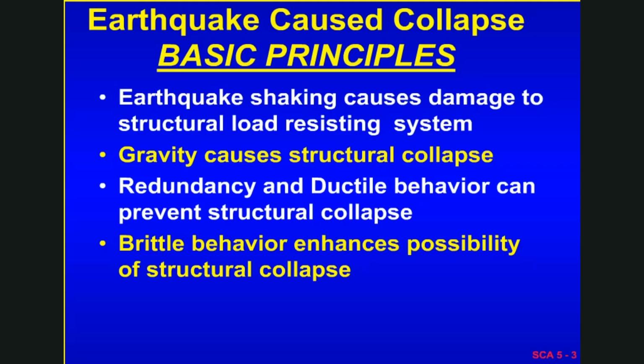Normally, it's the vertical support elements or the walls that are providing the lateral resistance, the shear resistance. That fails one way or the other, and then gravity takes over, and as the structure has lost its vertical support, gravity will cause the structure to collapse. And if the structure has redundancy or ductile behavior, it may be only partially collapsing or prevented from collapsing, but if it's a very brittle structure, that would enhance the possibility of a complete structural collapse.